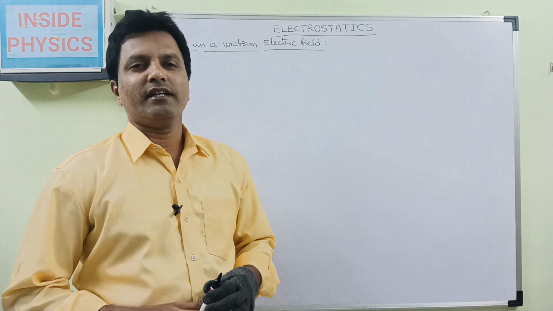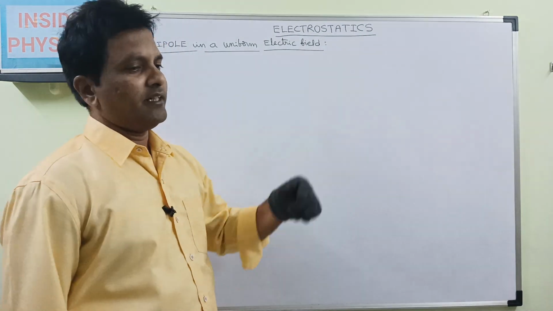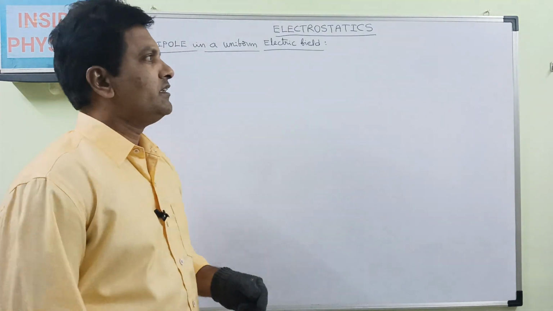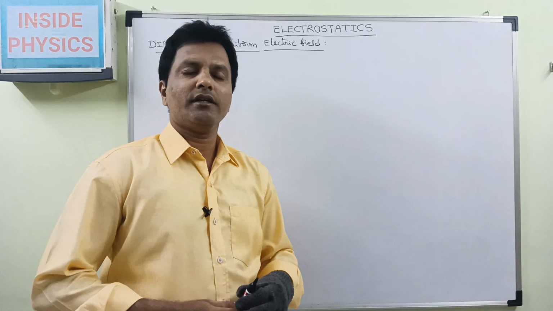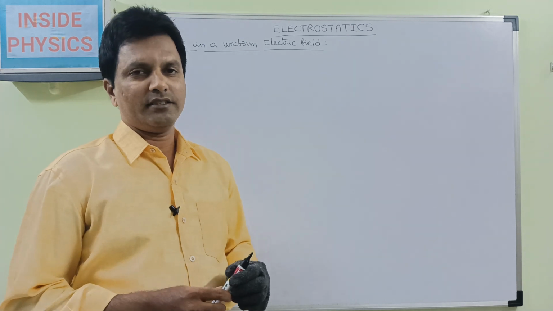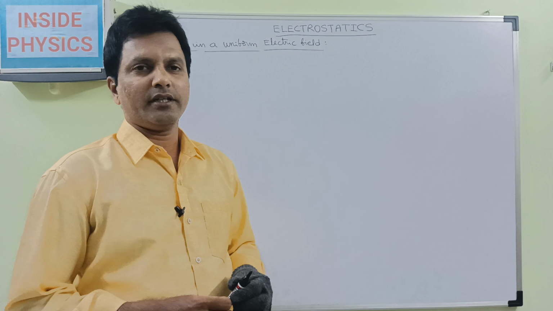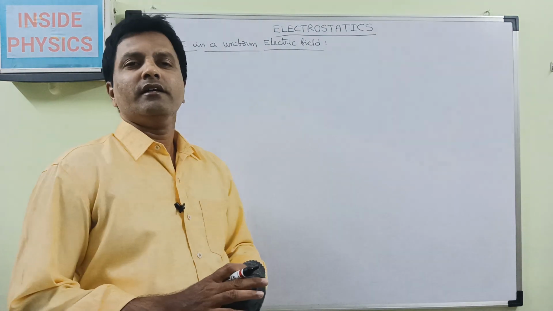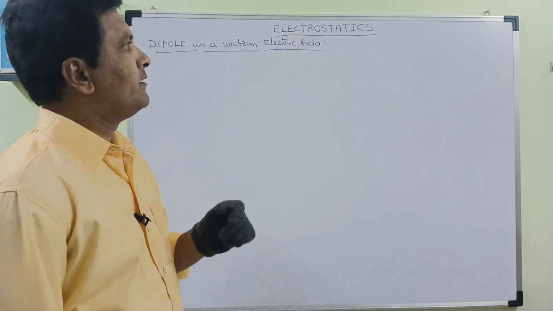Today we will see what a dipole is. Actually, we are dealing with electric fields and charges. That is called electrostatics. The study of charges at rest is called electrostatics. Now, what is a dipole? A dipole is a combination of two opposite and equal charges placed some distance apart. Two point charges, equal and opposite, placed some distance apart is called a dipole.